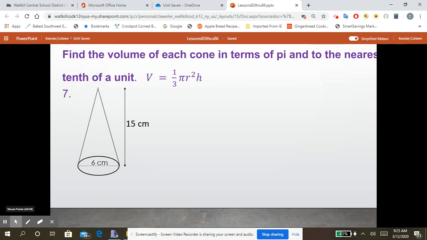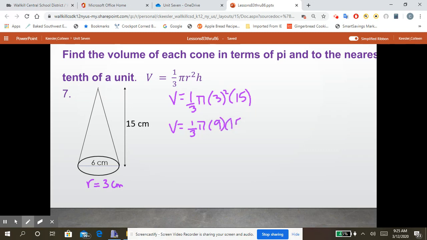Volume equals 1/3 pi r squared h. So we're going to find the volume of each cone in terms of pi and to the nearest tenth of a unit. All right, so we have volume equals 1/3 pi r squared h. They give us the diameter of 6, so that means our radius is 3 centimeters, and the height is 15. So we have 1/3 pi times 3 squared times 15. Evaluating our exponents first, we have 1/3 pi times 9 times 15.